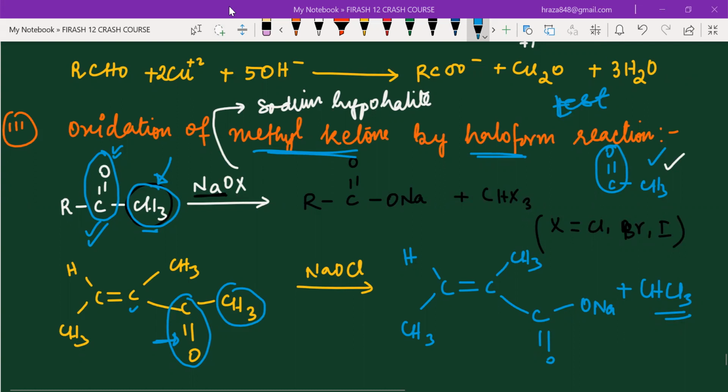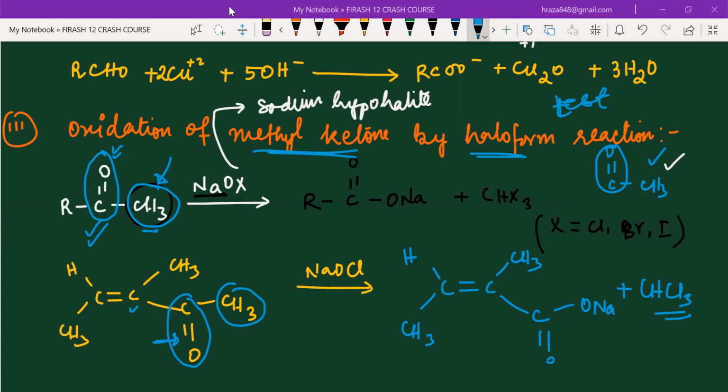How do we know whether it responds? When you do the reaction, if the product forms, then it is a methyl ketone. That means the ketone which you are reacting has a methyl group adjacent to the C=O. Are you getting my point now?